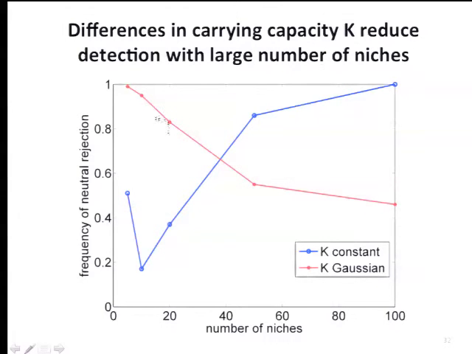Especially, the blue is the curve without the differences in K. And we see this dip where with 5 niches there's high detection, then lower, and then it increases. When we have differences in K, the differences from neutral are at first bigger. Here we're just detecting any differences from neutral, not specifically from niches. But when we add more niches, we actually get less detection. So the differences in K seem to counteract our ability to detect differences due to niches.